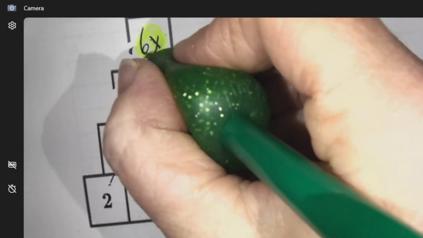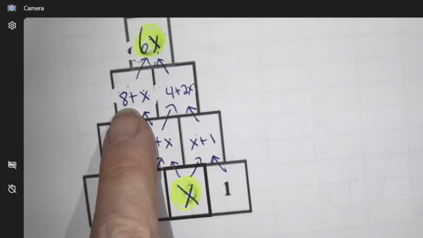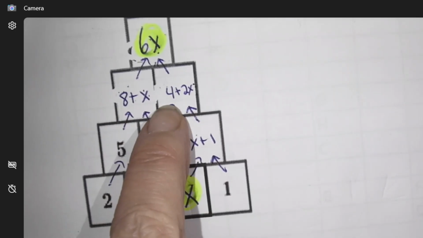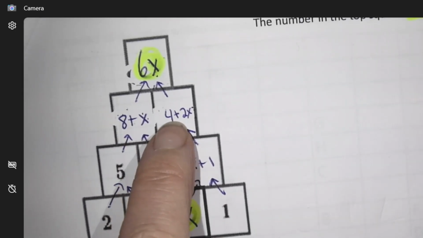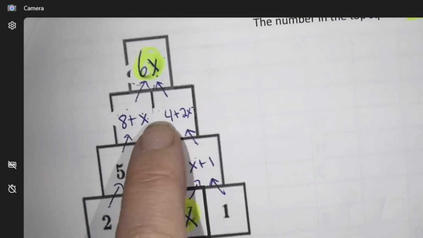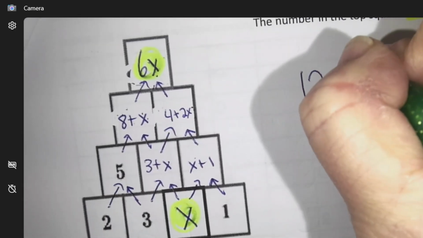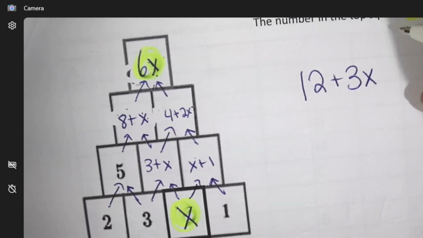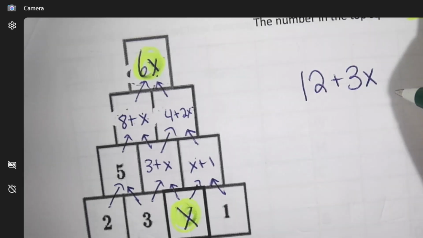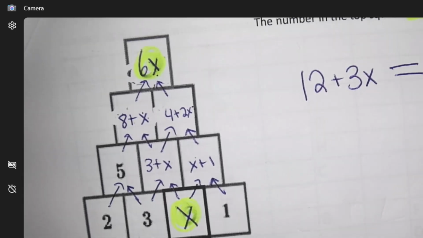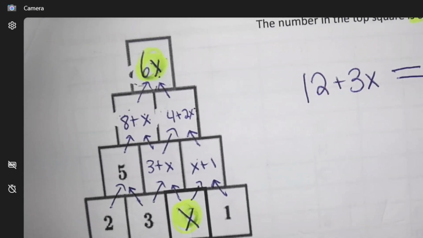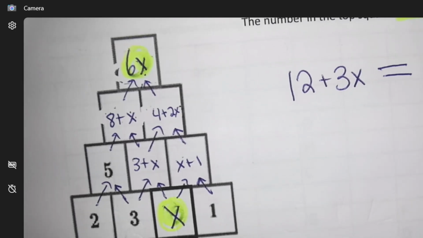Okay, then what if you add these together? What are you making? 12 plus 3x. 12 plus 3x, and you're saying the value of that has to be the exact same value as a 6x. I'm getting a little pre-calcy, I think, here.